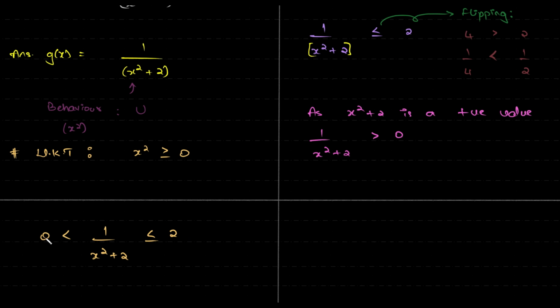Minimum value is not 0. For the reason being, 0 is obtained only if this value is infinite. 1 by infinity is approximately equal to 0 but never reaches 0. The graph will never reach 0.